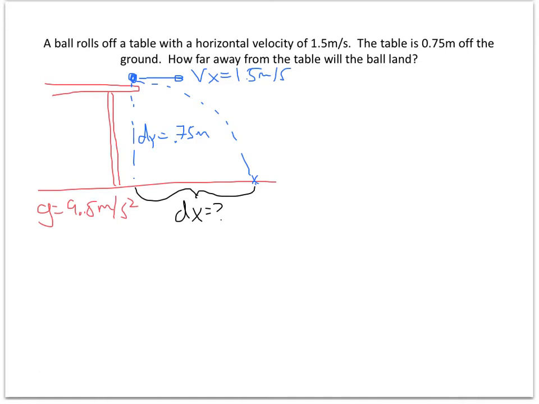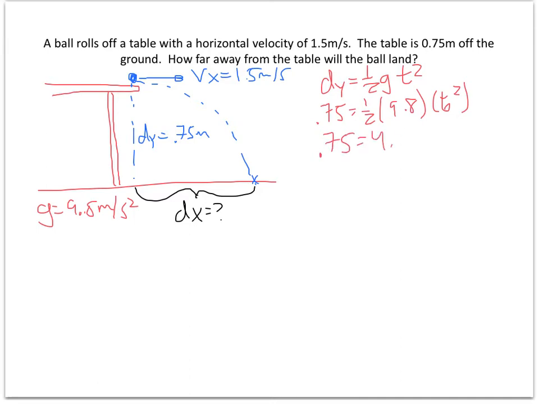I have dy and gravity's acceleration, so I could do dy equals 1/2 gt squared, 0.75 equals 1/2 9.8, oops, that's a t squared. Now, 0.75 equals 4.9 t squared. So t squared equals 0.153, which means time equals 0.39 seconds. That's how long it will take to fall to the ground.